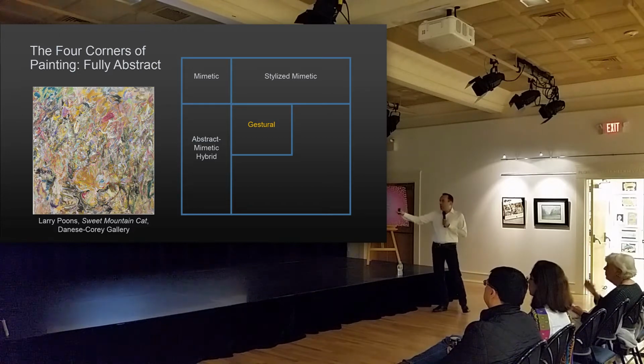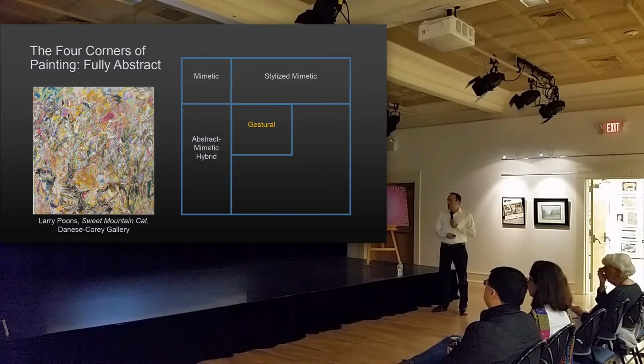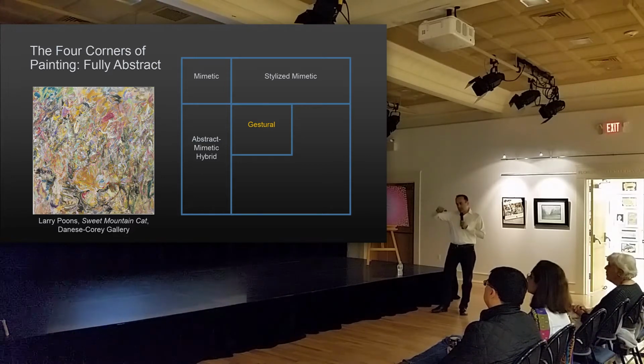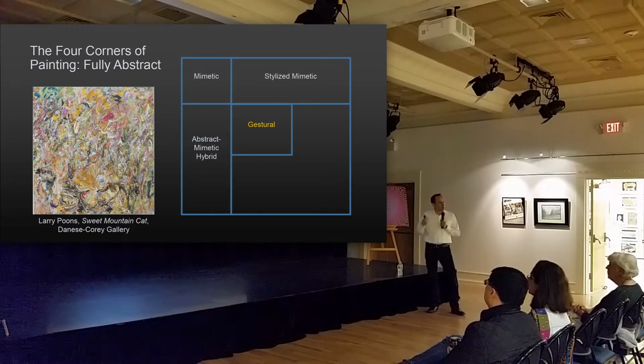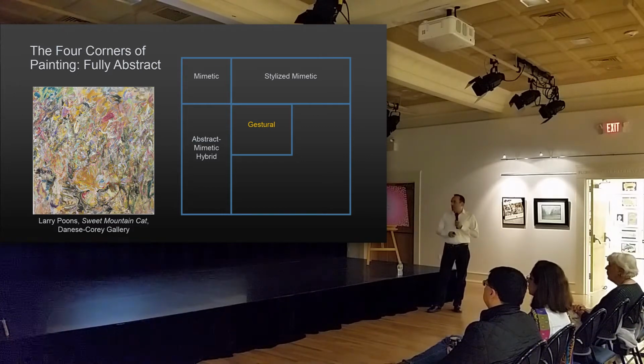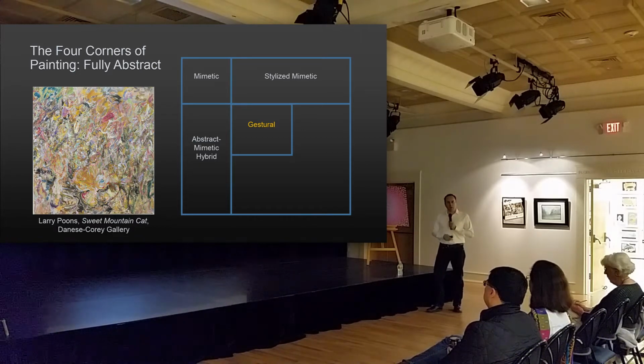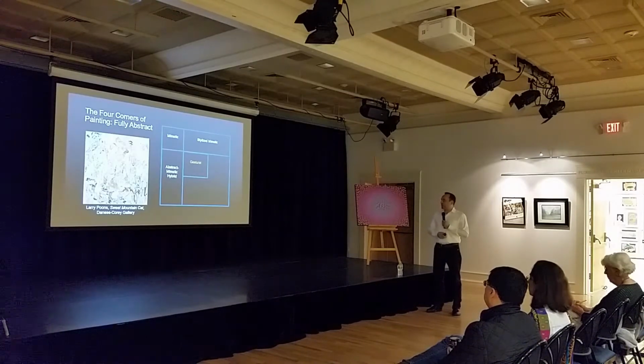There's the gestural. This is an example by Larry Poons, where the essence, or the important part, is the sort of swooshes and swoops of color and pushing paint around on the canvas. We have a sense of the artist's gesture. Now, Poons has worked in a number of different styles, and even though this painting is called Sweet Mountain Cat, and so there's probably some kind of a reference to reality in there, and some of his paintings look very much like landscapes, we look at this and it feels like it's a pretty abstract piece of art.